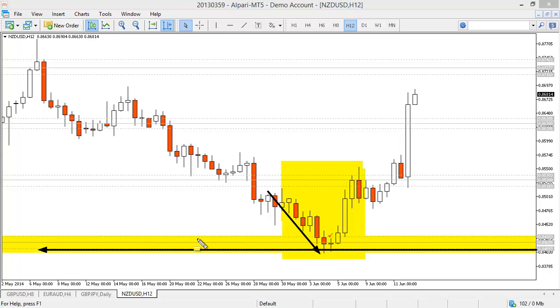So yeah, this is a pretty strong support area. Indecision formed right on top of the support area. And again, we're seeing these simple concepts at work. They're very simple concepts, but if you use them properly, you can make consistent profits in Forex.